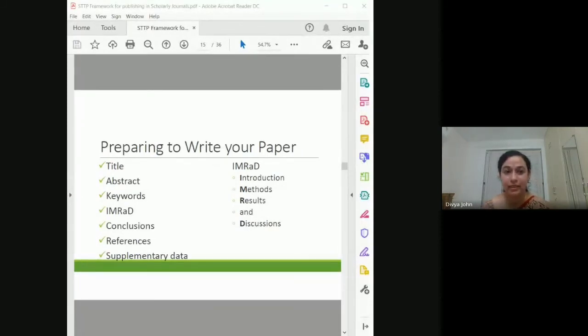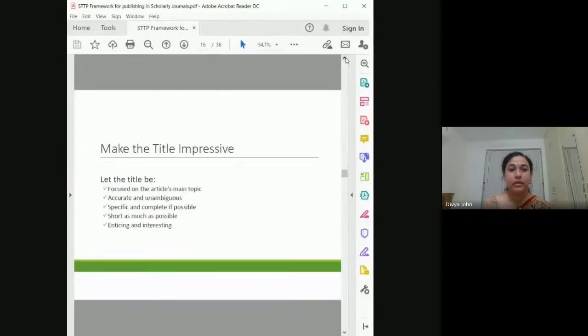First, let's go on to the title. Next slide, please. The title is your whole paper in one sentence. Make sure that you have all the keywords in the title. When you frame your title, you have to be conscious that publications now take shorter titles rather than longer titles. So let it be as short as possible.